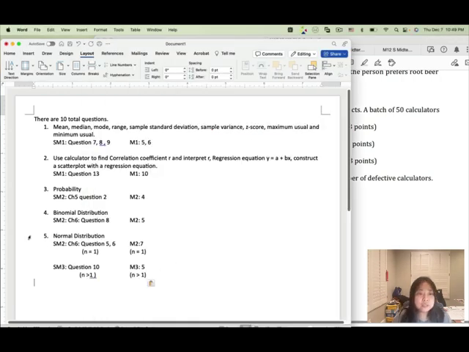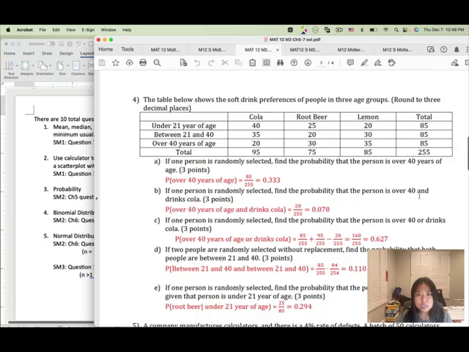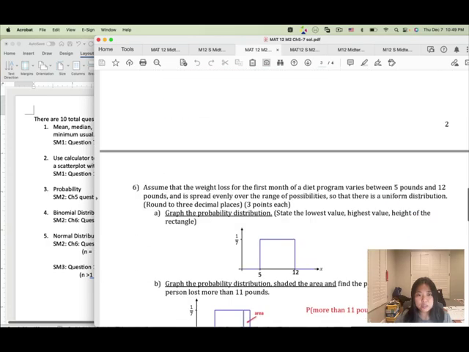Okay, number 5, normal distribution. Okay, we do have 2 parts in here. First one, when the sample size n equals 1. So look at the sample midterm 2, chapter 6, numbers 5 and 6.